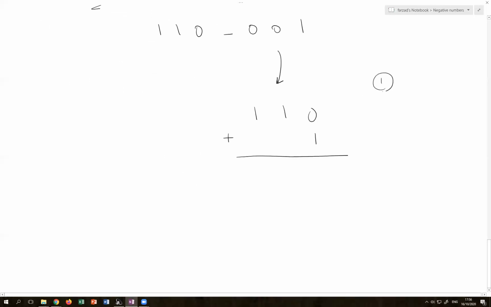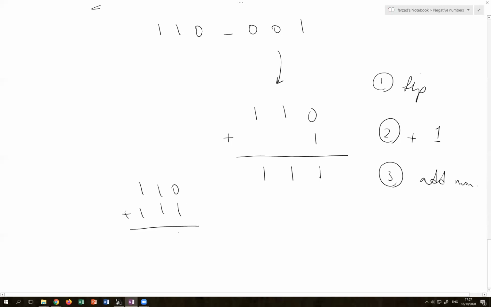So step 1, flip the bits. Step 2, add 1 to this number. So 1 plus 0 is 1, 1 plus 0 is 1. Next is add numbers now. We've got to add numbers. 1, 1, 0 plus 1, 1, 1. Add them. 1, 0 is 1. 1, 1 is 0, carry 1. 1 plus 1 plus 1 is 1.